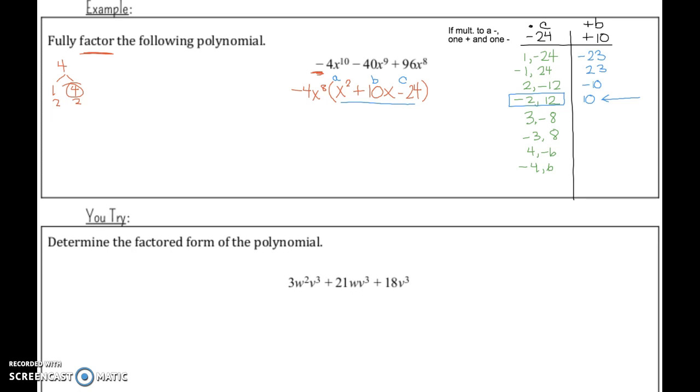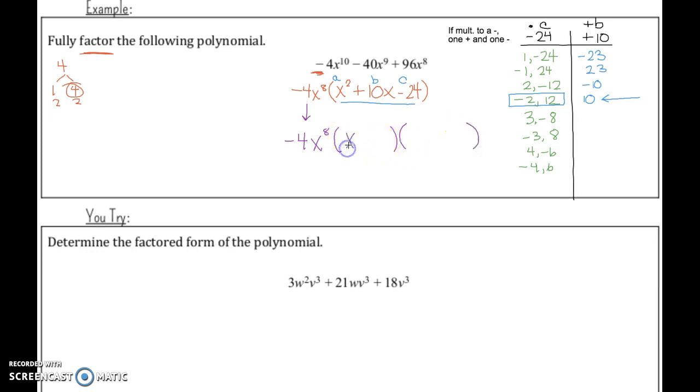So my next step is just writing it in the way that I want it. So it's in that form that was the last step. So my GCF just comes down. We don't do anything with that. It stays out front. But now I'm going to change this into its factors, which means I'm going to start with parentheses, and I'm going to have two sets.